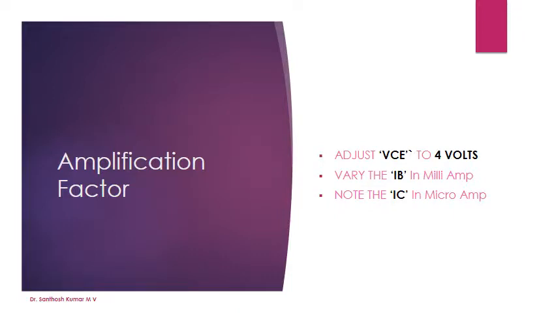The amplification factor of the transistor is determined by first adjusting VCE to 4 volts and then varying IB in steps of 10 microamps. We will note down IC in the tabular column. This is a simple procedure. Keeping VCE constant, we vary IB and note IC. You can see the details of this particular measurement in the next slide.